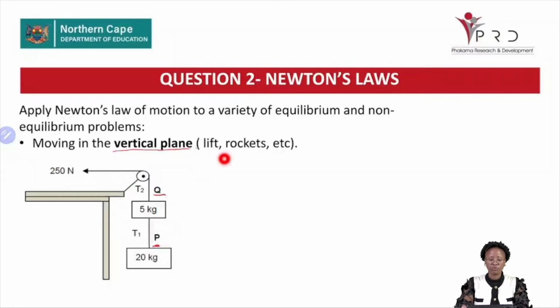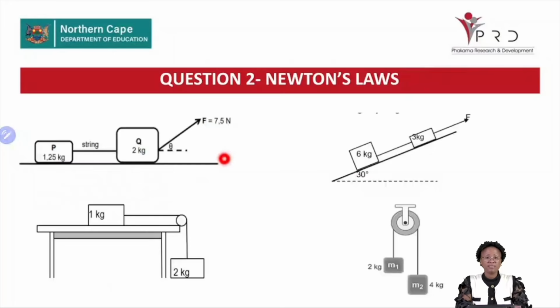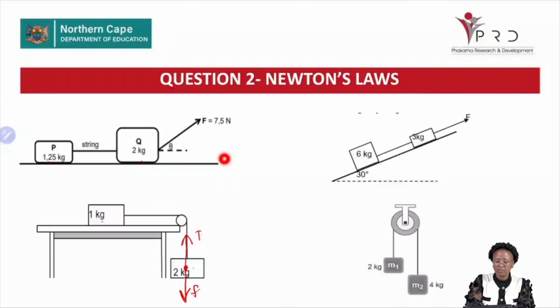Now, let's move on to the next one. Sometimes the examiner, as I said, will give you more than 1 block. These are examples of more than 1 block. So as you can see, you must draw the free body diagram for P, for Q, for 1 kg, and for 2 kg separately. Let's draw for 2 kg. You're going to have tension going upwards, and then we have the God-given Fg going downwards. That is how you draw the free body diagram for the 2 kg block.